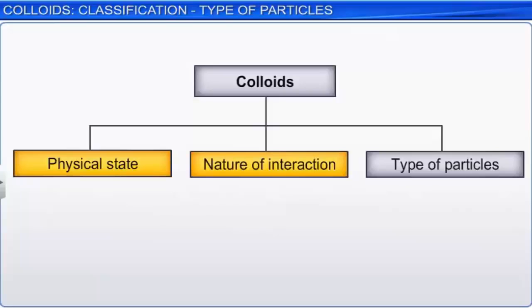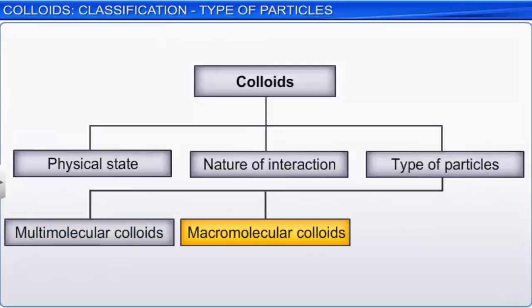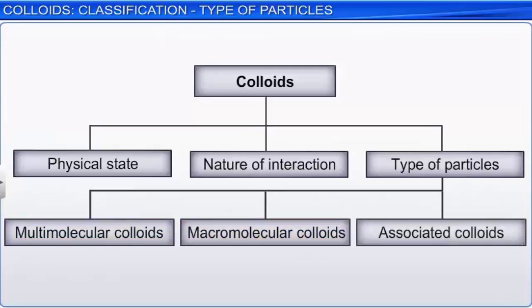You already know two ways of classification of colloids. Another third method of classification is based on how different substances that form a colloidal solution acquire the required particle size. Accordingly, colloidal solutions are classified into following three categories. They are multimolecular colloids, macromolecular colloids, associated colloids.